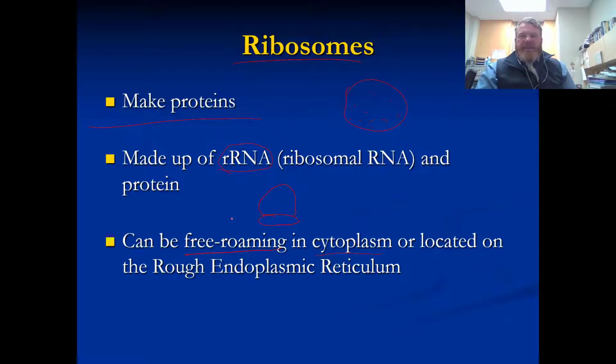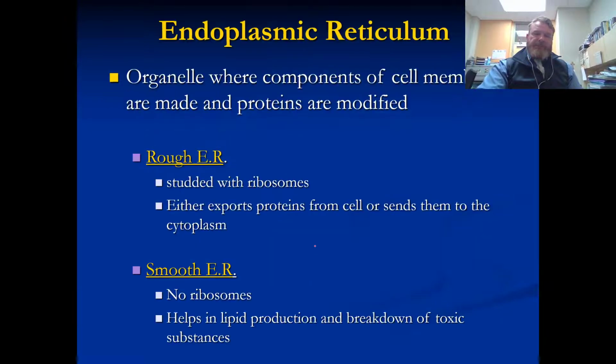Looks like the cell has chicken pox. Those are just free-floating ribosomes. They can also be attached to things like the rough endoplasmic reticulum. We have two types of ER, endoplasmic reticulum. The first type is rough, with a whole bunch of ribosomes.